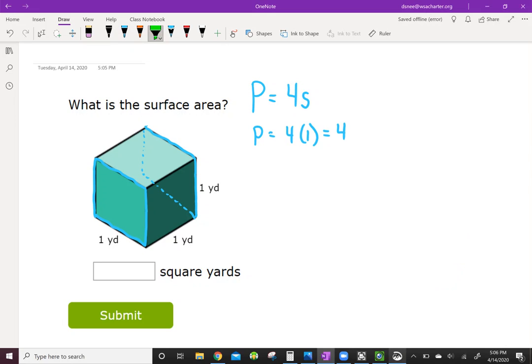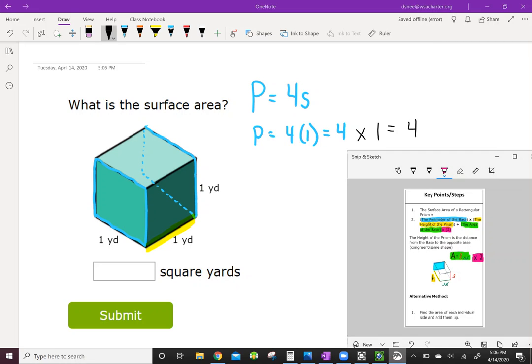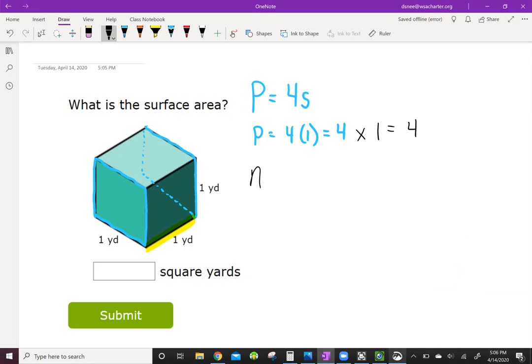Okay, the height of the prism is the connecting line in between my 2 bases, my 2 rectangles, or my 2 squares. So I'm going to multiply by 1. That 4 times 1 is equal to 4. Okay, and then the next thing that it tells me to do is find the area of the base and multiply that by 2. Okay, so to find area, I do length times width. My length is equal to 1, and my width, oh, that's not my width, this is my width right here, is equal to 1. So my area is going to be equal to 1 times 1, which equals 1.